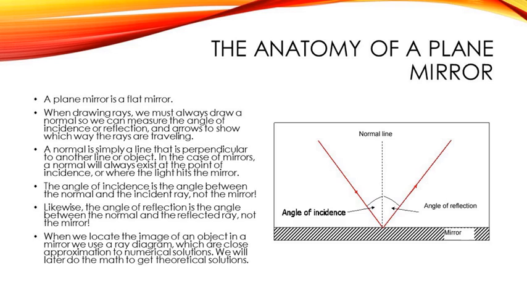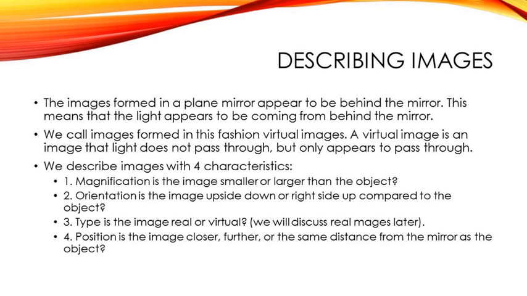When we locate the image of an object in a mirror, we use a ray diagram, which are close approximations to numerical solutions. We will later do the math and get theoretical solutions. Describing images. The images formed in plane mirrors appear behind the mirror. This means that light appears to be coming from behind the mirror. We call images in this fashion virtual images. A virtual image is an image that light cannot pass through, but only appears to pass through.